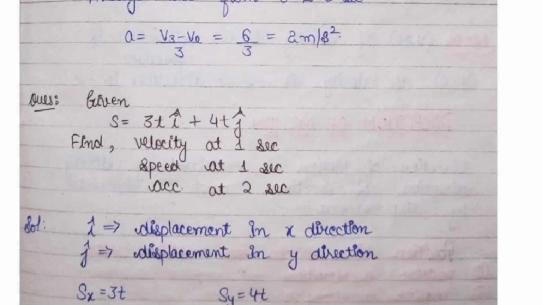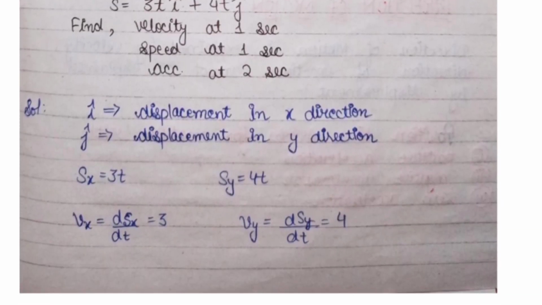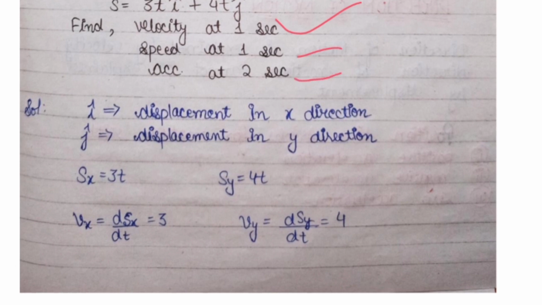Next numerical: r is given as equal to 3t i cap plus 4t j cap. Find out the velocity at 1 second, speed at 1 second, and acceleration at 2 seconds.